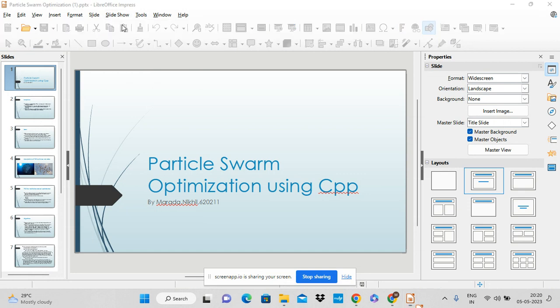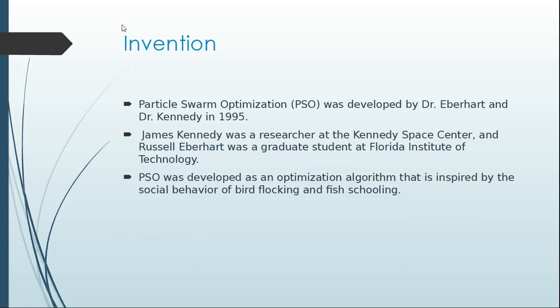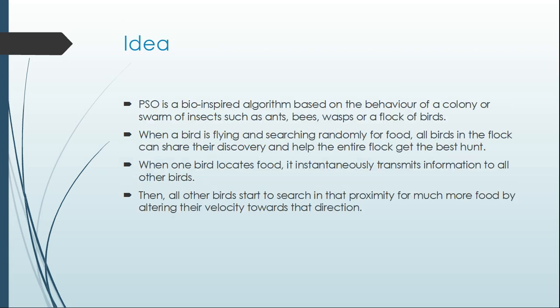Hi friends, in this video we'll discuss particle swarm optimization using C++. First we'll see the invention of particle swarm optimization. Particle swarm optimization was developed by Dr. Eberhart and Dr. Kennedy in 1995. James Kennedy was a researcher at the Kennedy Space Center and Russell Eberhart was a graduate student at Florida Institute of Technology. PSO was developed as an optimization algorithm inspired by the social behavior of bird flocking and fish schooling.